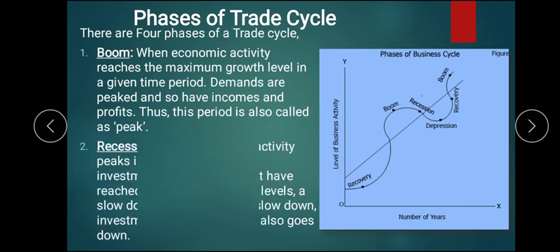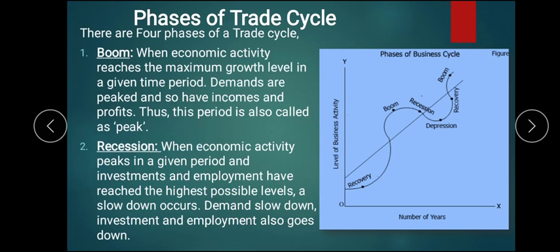But after that what happens? The demand for that particular product decreases. When the economy is at its highest speed, investment and employment are also more, like full employment can be seen, reaching the highest possible level, and then a slowdown occurs. There is a slow reduction because it cannot stay for a longer period of time, as there are various phases. So you find that everything does not last for long.